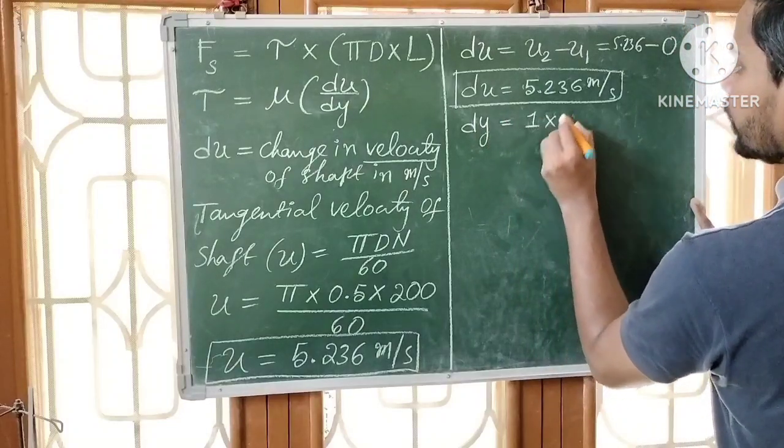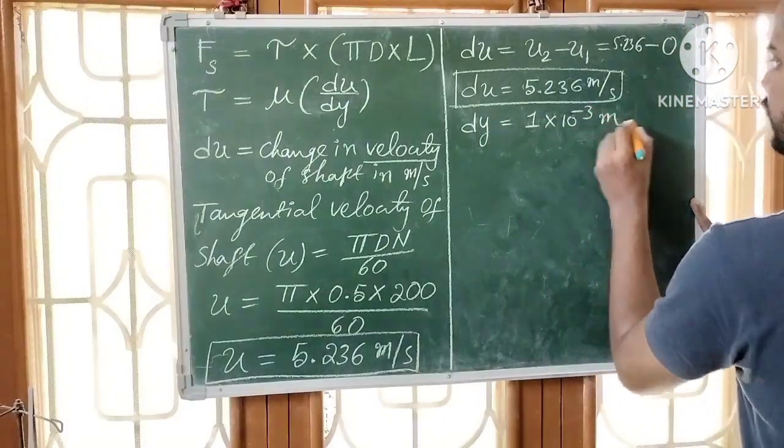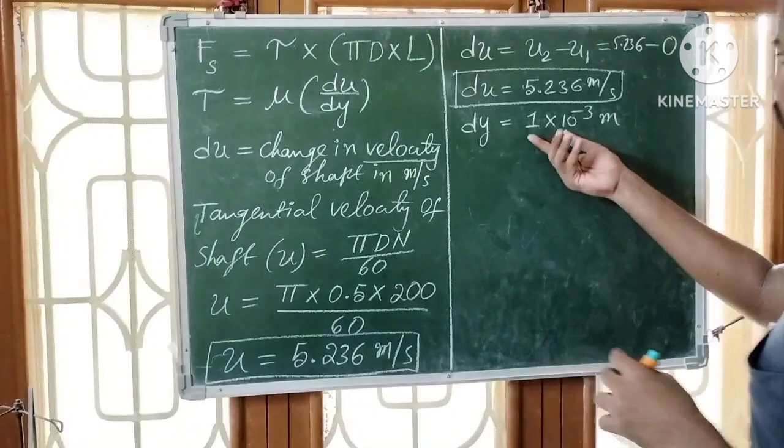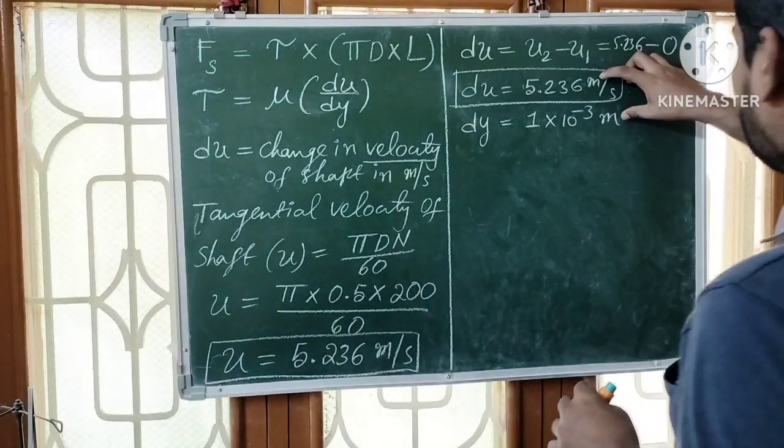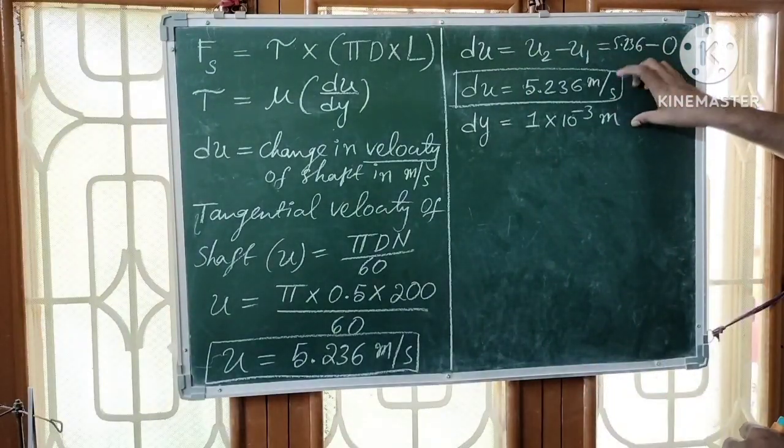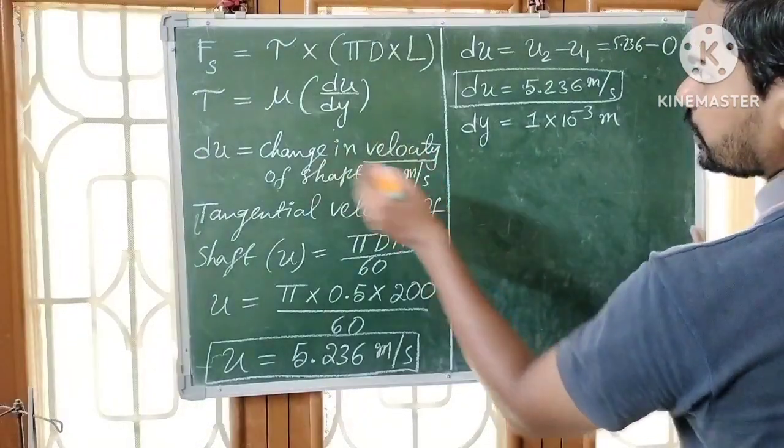Given 1 into 10 to the power minus 3 meters. Actually it is given as 1 mm, so let us convert it into meters. We are maintaining all units in meters. Okay, meter. So now let us substitute all the values.